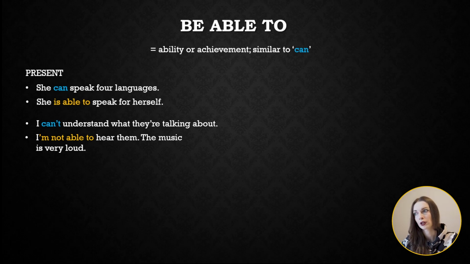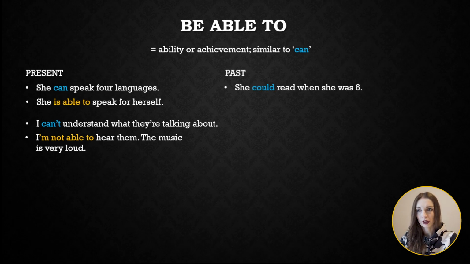Can is more general, while be able to stresses somebody's capability of doing something, his or her ability to do something, like physical ability, and is talking about a particular situation. Now let's look what happens in the past.